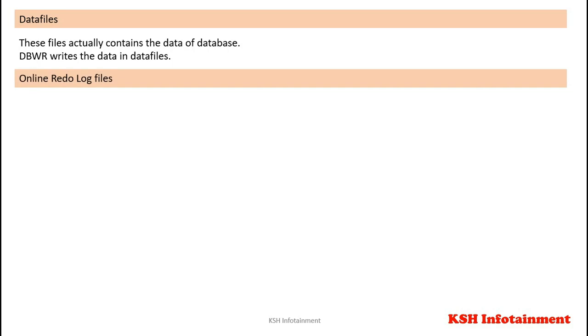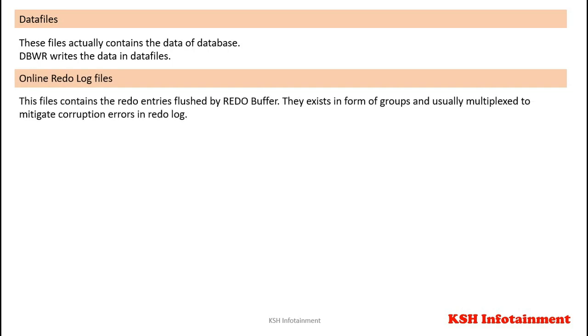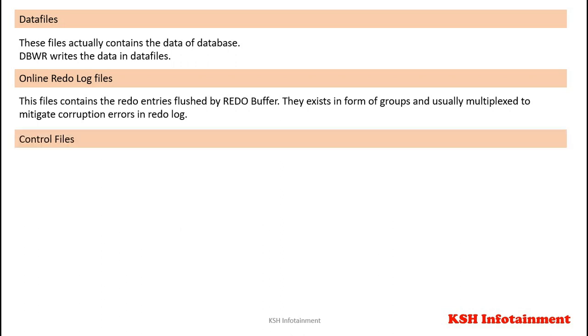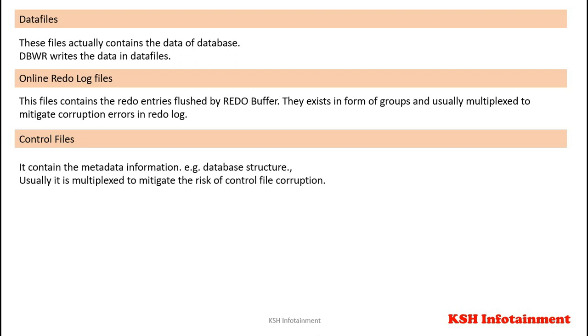Online redo log files. These files contain the redo entries flushed by redo buffer. They exist in the form of groups and usually multiplexed to mitigate corruption risks in redo logs. Next we have control files. It contains the metadata information, that is database structure and all that. Usually it is multiplexed to mitigate the risk of control file corruption.